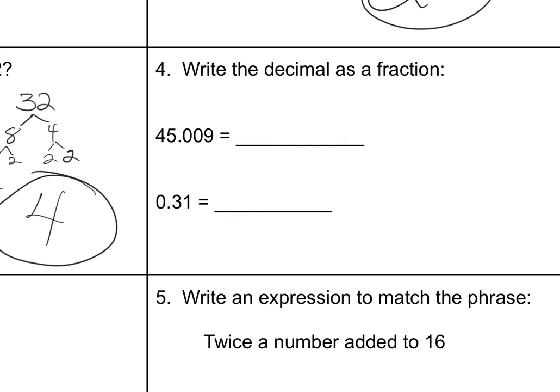Number 4, write each decimal as a fraction this time. So the whole number stays the whole number. It's just going to become a mixed number this time. Tenths, hundredths, thousandths. So 9,000. This is 31, and the 1 is in the hundredths place, so that's 31 hundredths.